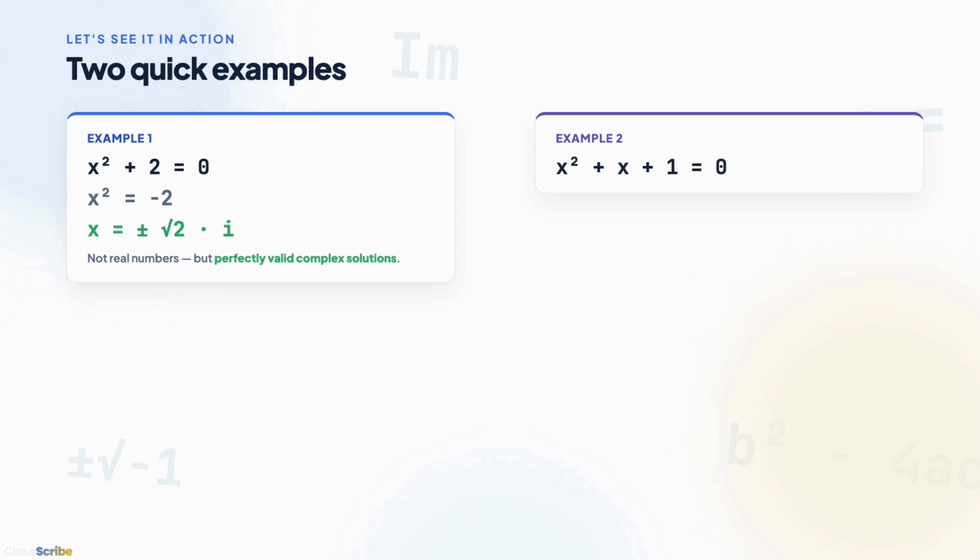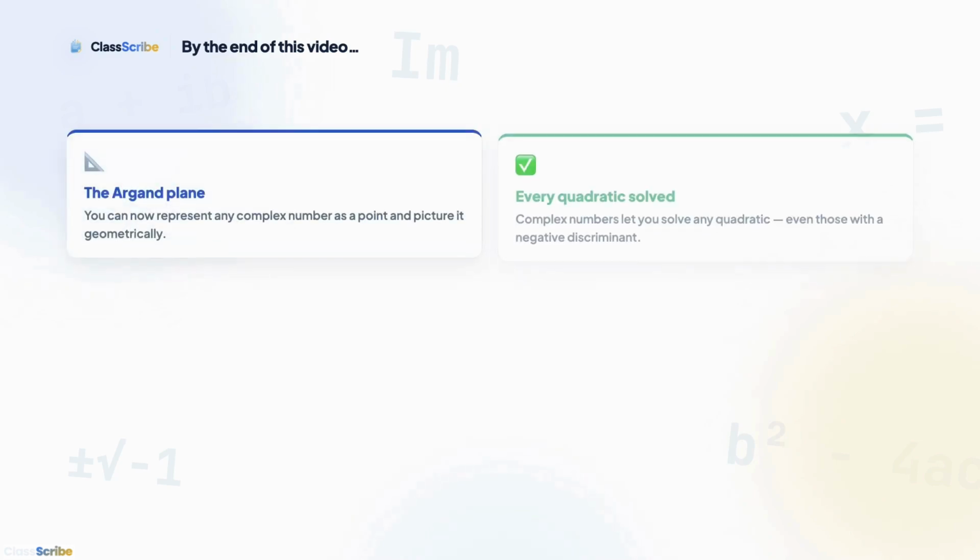Now consider x squared plus x plus 1 equals 0. The discriminant is 1 minus 4, which equals minus 3. Since the discriminant is negative, the roots are complex and we simply apply the quadratic formula using i. This shows how complex numbers extend our ability to solve equations that previously seemed impossible.